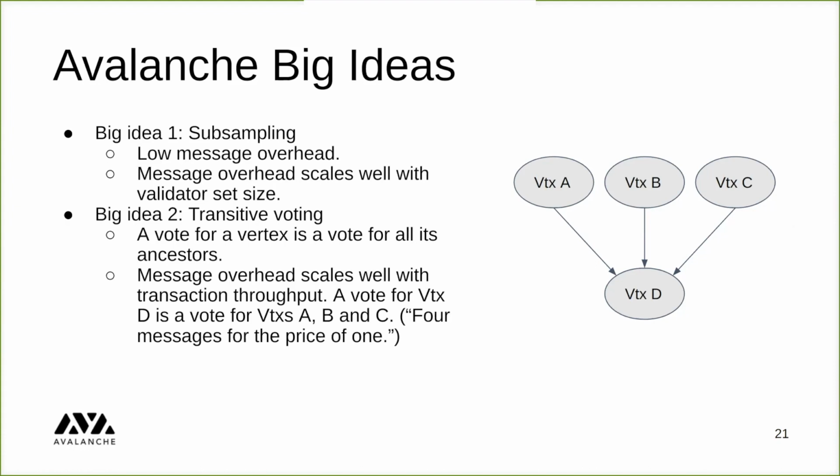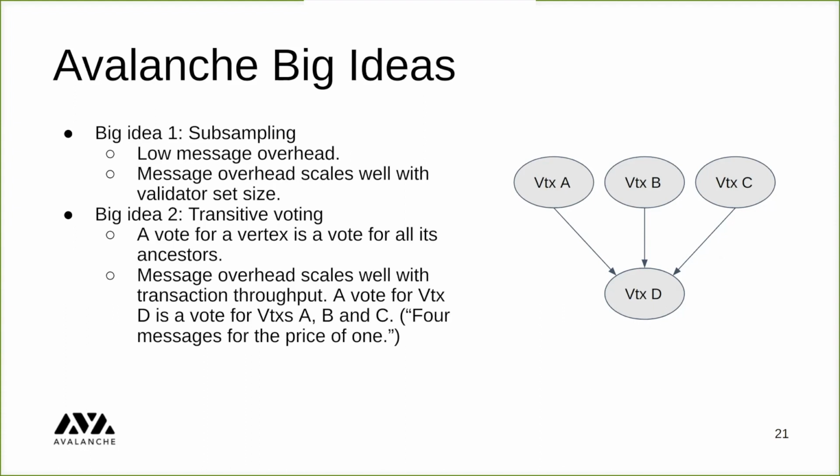So even though you just received a vote for D, that also counts as a vote in favor of A, B, and C. So this helps with transaction throughput because you're getting a lot of votes for the price of one, essentially. And with consensus protocols, the thing that a lot of protocols get hung up on is the number of messages that need to be sent back and forth becomes overwhelming as the number of transactions increases.